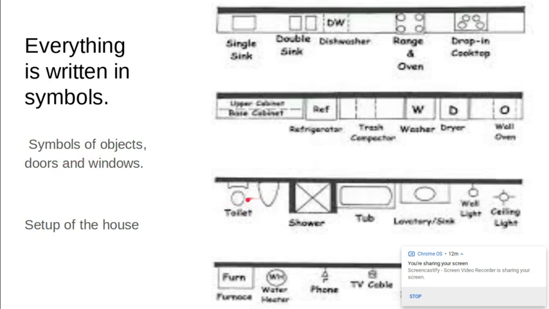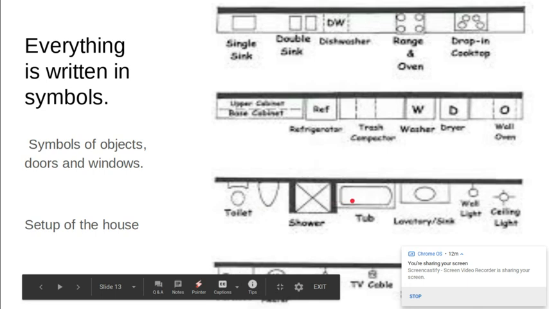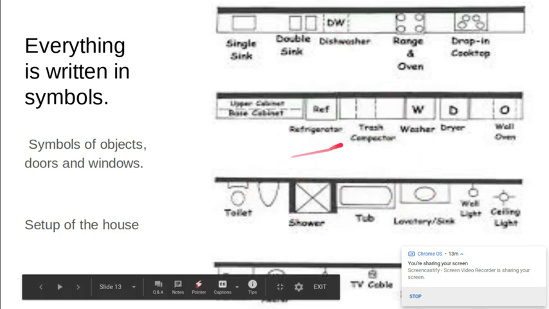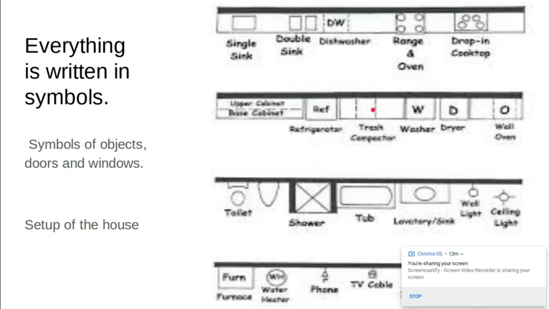So we have the toilet, the shower, the tub, the sink, right? They have a ceiling light here, but sometimes we see them, sometimes we don't. We have the sink, the double sink, a dishwasher, things like that. Everything that we see here, we just go based off of symbols. We don't go based off of the words because, again, it's too much and it actually makes it hard for the client or the architect to see where things go.